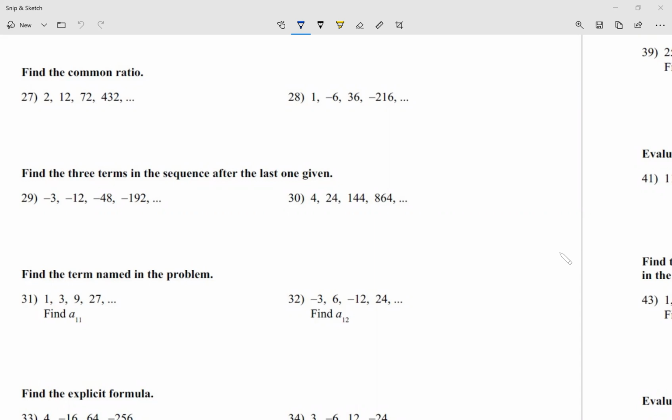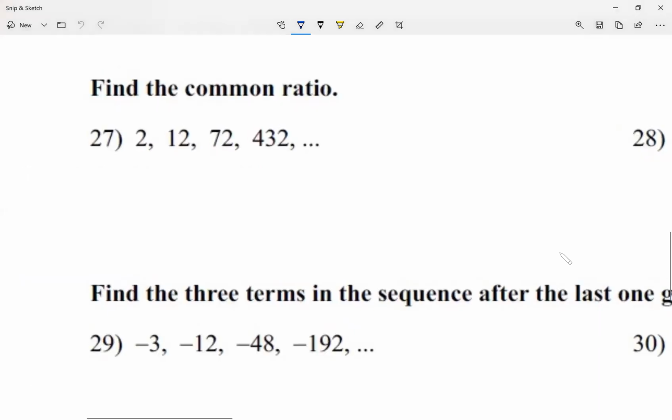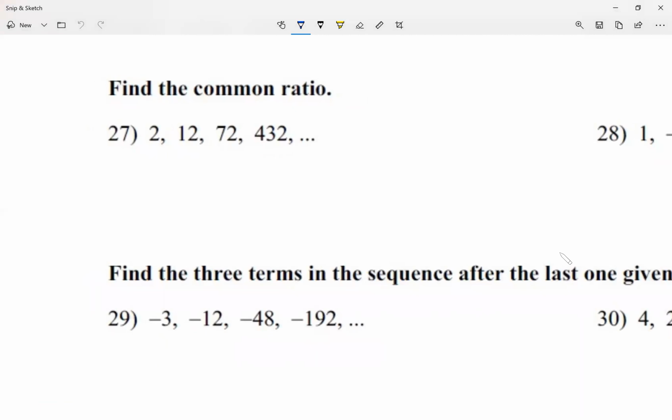So let's take a look. Today, we're going to be working 27 through 32. So number 27, find the common ratio. Adding doesn't work, because from 2 to 12, it seems like I have to add 10. But if I go plus 10 on the next one, it doesn't quite work. 12 plus 10 is not 72. So addition and subtraction doesn't work.